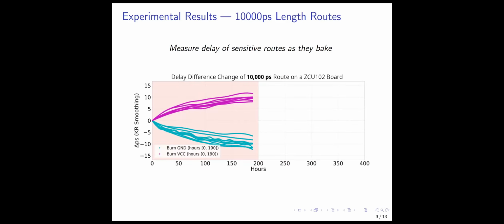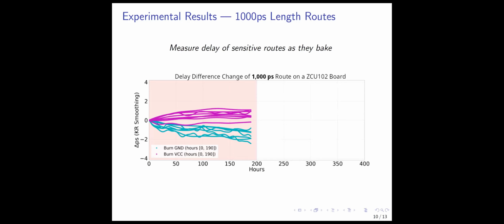And what we find is that when we look at very long routes, so 10,000 picosecond delay routes, that immediately starting at hour 0, the timing delay, how long it takes to send a signal through that route which previously held sensitive data, begins to deviate immediately. After almost 200 hours, there's a 20 picosecond deviation between routes that hold a 0 value and routes that hold a 1 value. And that is the Pentimento beginning to emerge.